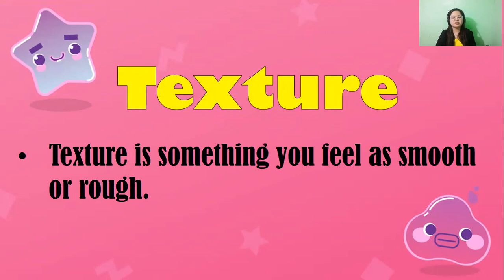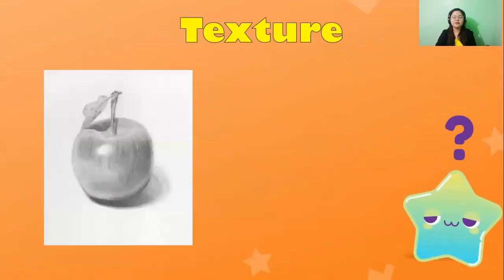Next one, we have texture. When we say texture, texture is something you feel as smooth or rough. We have smooth texture. So how do we create a smooth texture in our drawing? We need to draw many thin lines that are in one direction only. So just like in the drawing of an apple that you see on your screen, it creates a texture which is smooth because it has many thin lines going from up and down.